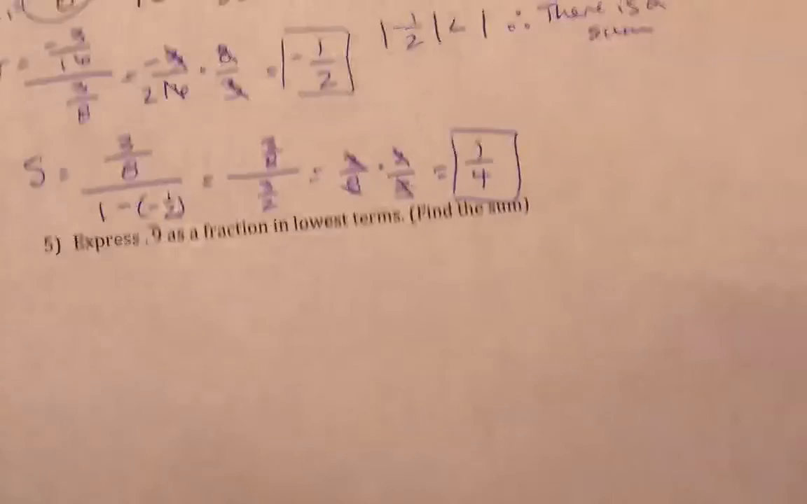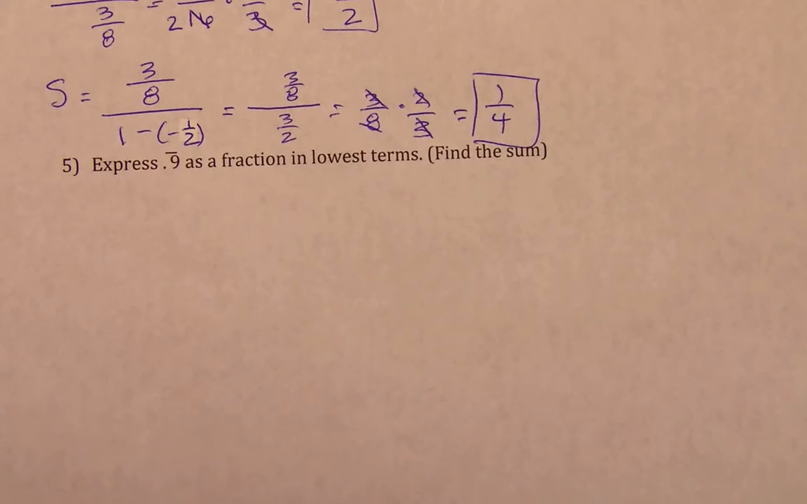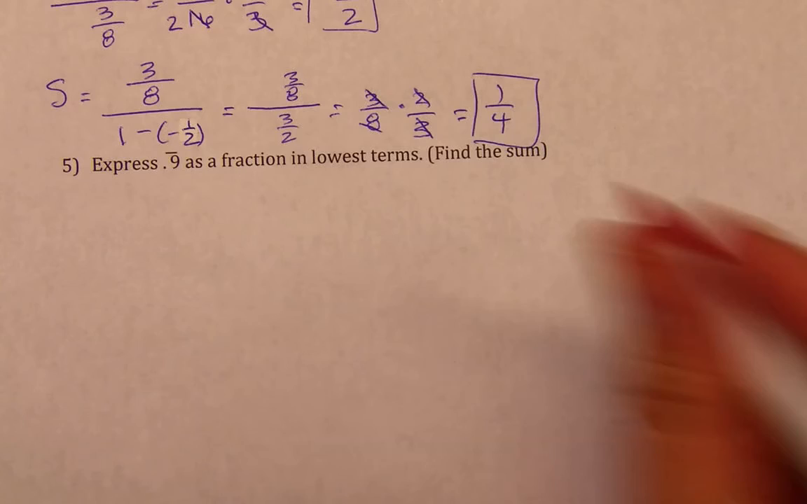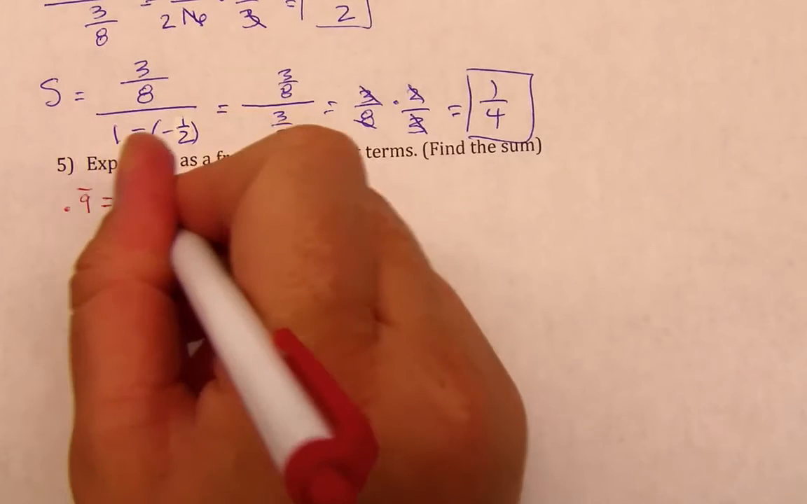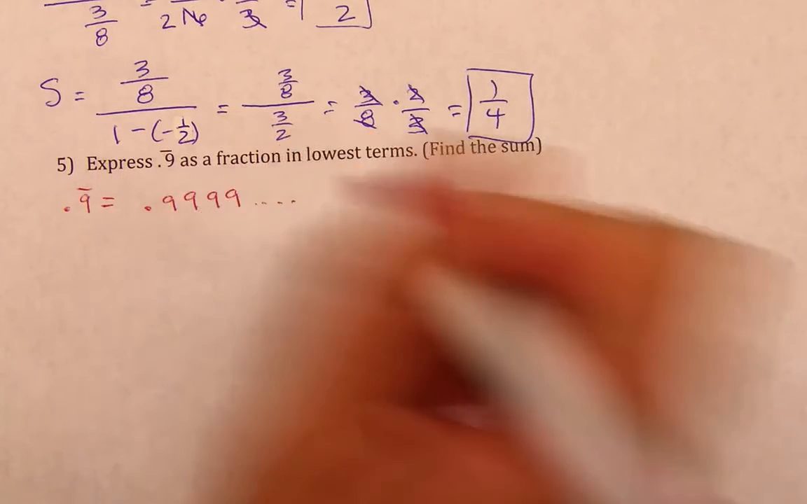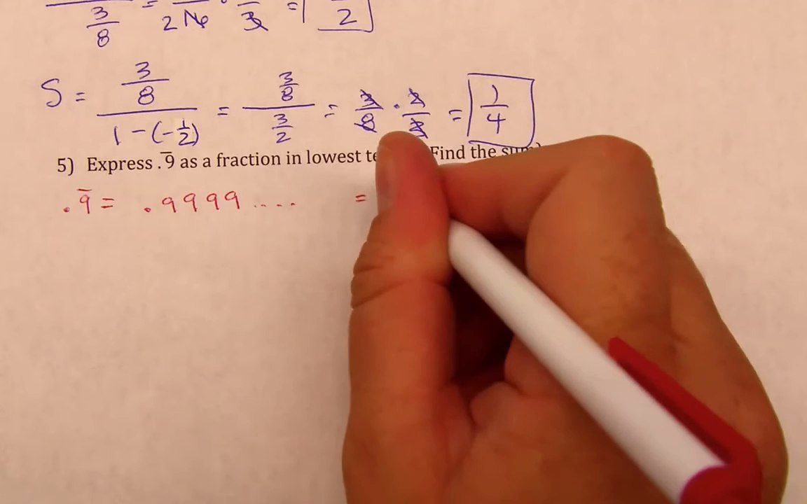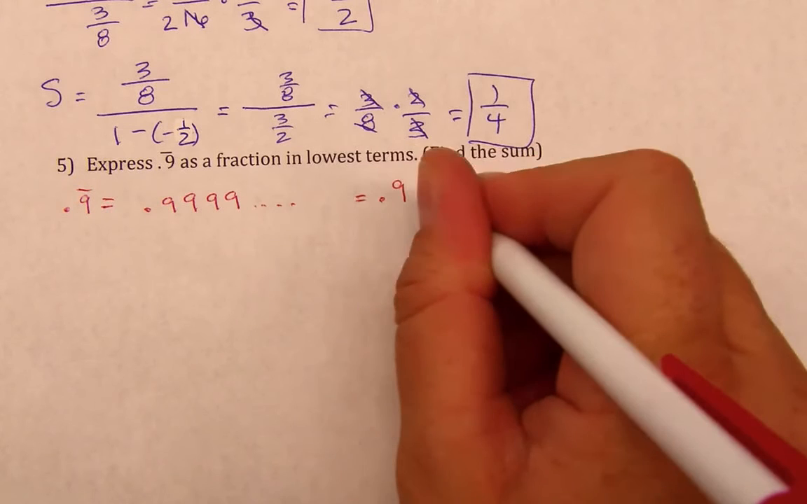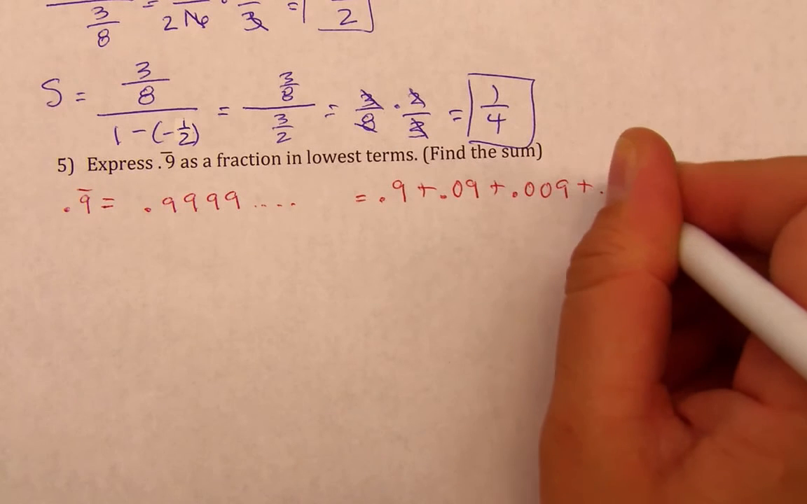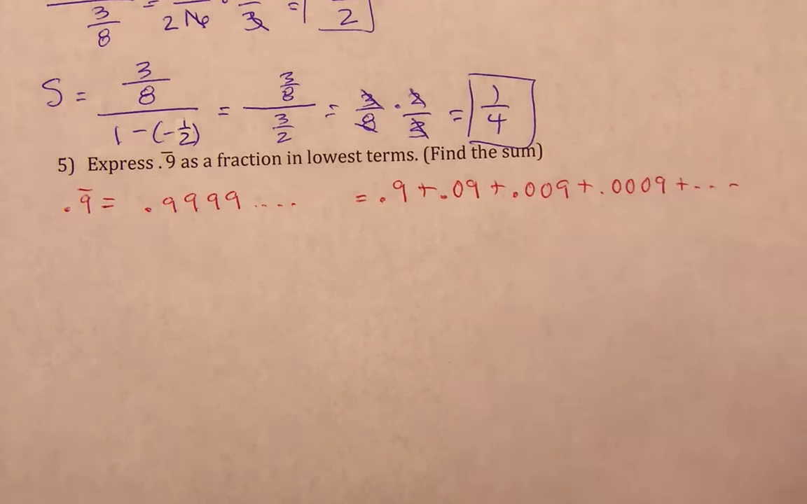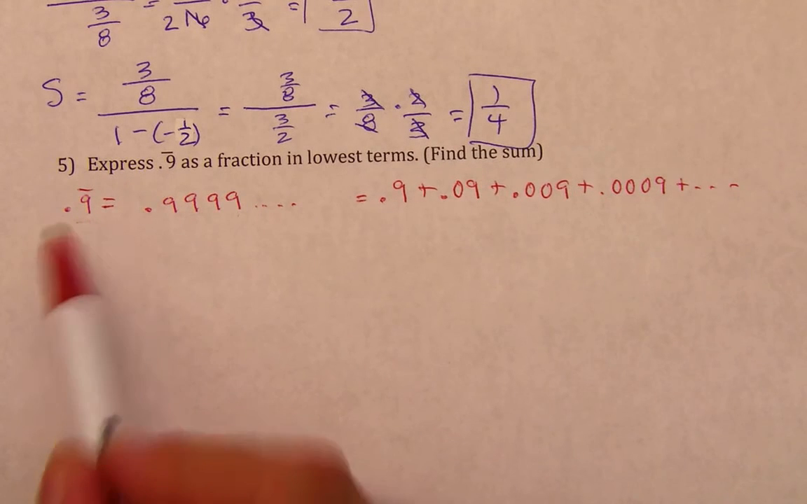Now on to our last example for this section. It says express 0.9 with a bar over it as a fraction in lowest terms. Well, let's think about that. 0.9 with a bar over it means 0.9999 and repeating forever. We could rewrite that as 0.9 plus 0.09 plus 0.009 plus 0.0009, and we could continue that. If you add all those up, it equals this, which is equal to this.